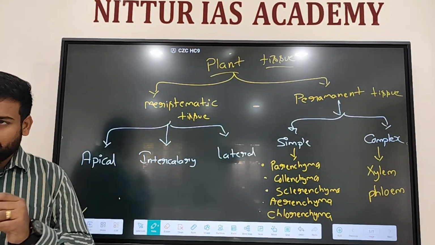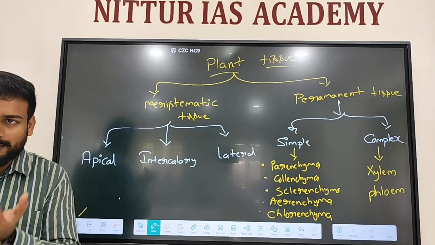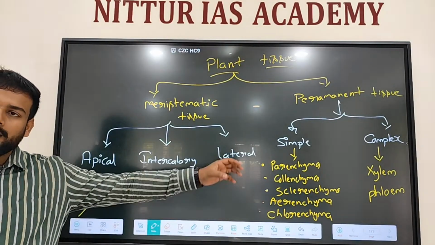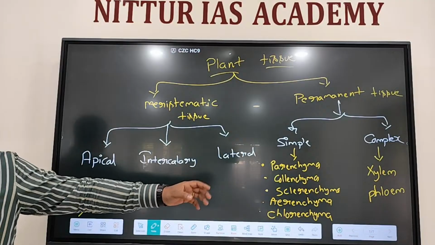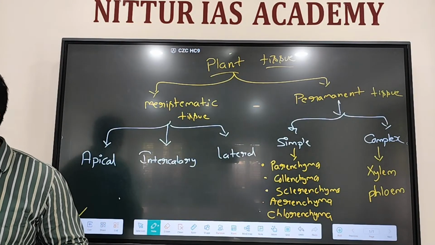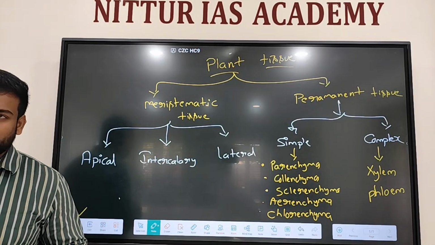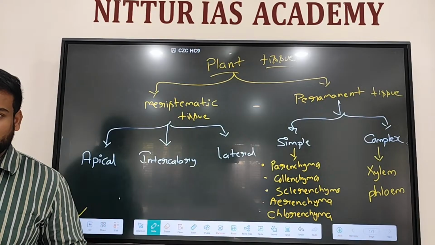pipe-like tissues. We suck juice from the bottle with the help of a straw, right? Juice comes through the straw. Likewise, with the help of xylem and phloem, water, minerals, and food will travel throughout the plant body. Fine. Xylem helps in the transportation of water and minerals.